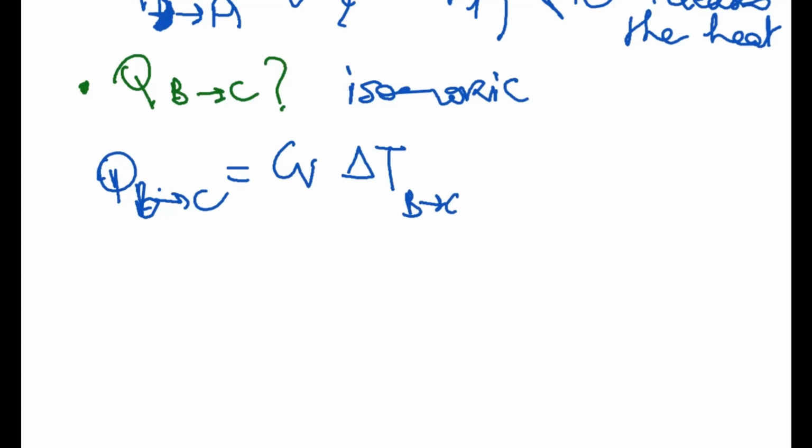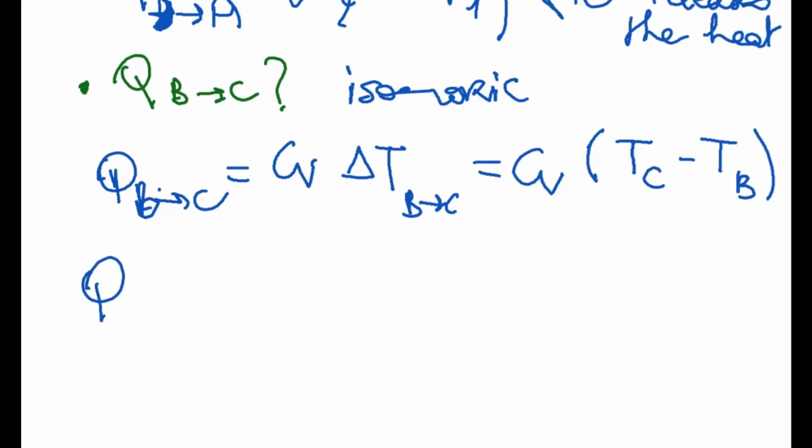So this is equal to CV times TC minus TB. I'm just applying the general formula. And then again, TC and TB are specified in the wording: TC is T1, TB is T2. So I just need to replace.